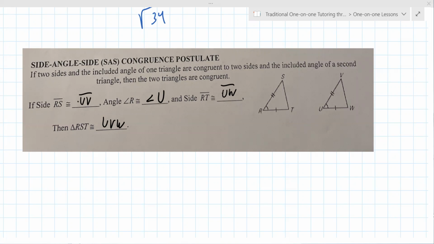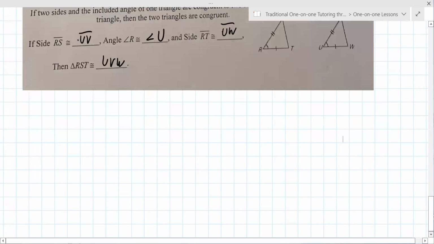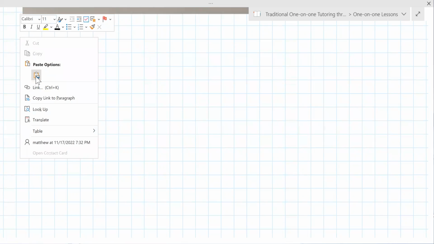All right, so let's look at a triangle here. Two triangles, actually. Do you need a short break? Yeah. Okay, I'll check back with you at 7:35.